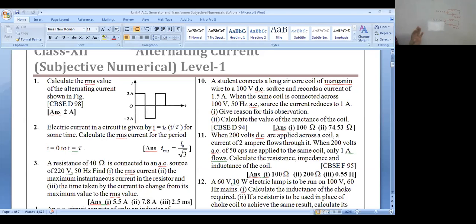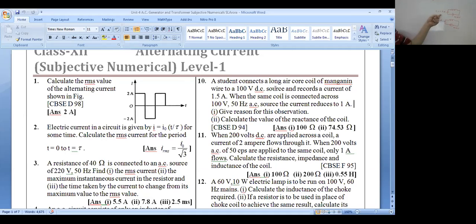In the first case, if we connect the DC across the coil, we are getting 1.5 ampere current. In the second case, we are connecting the same coil across the same 100 volt, but AC, and we are getting the reduced current, 1 ampere. What is the reason behind it? And calculate the value of reactance of the coil. Got it?